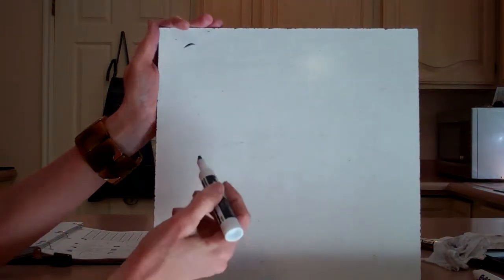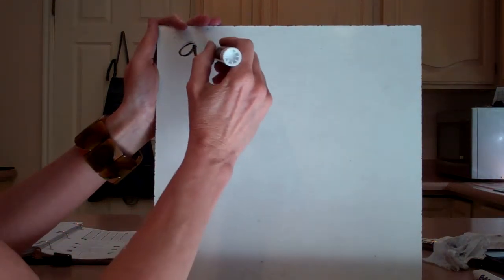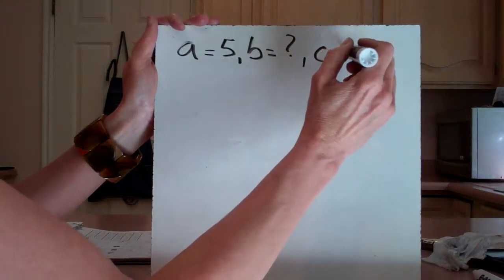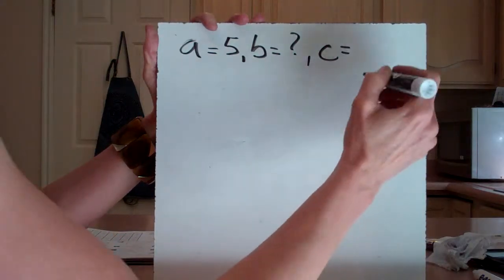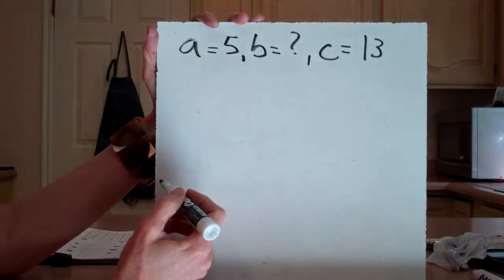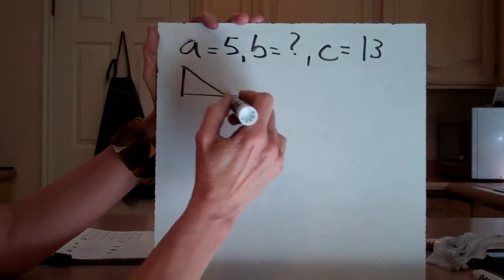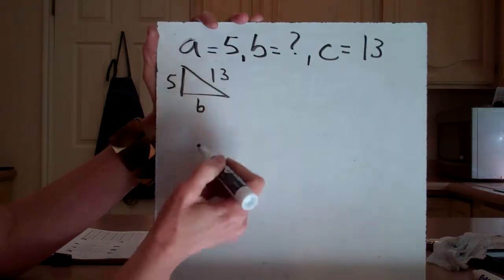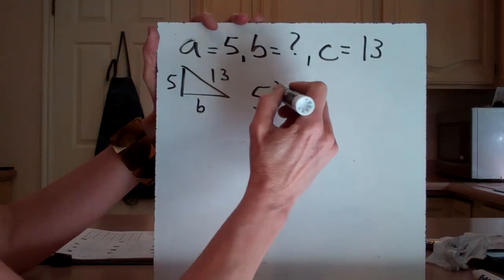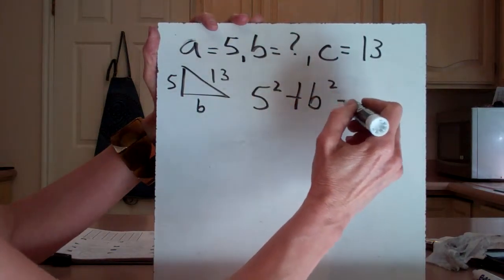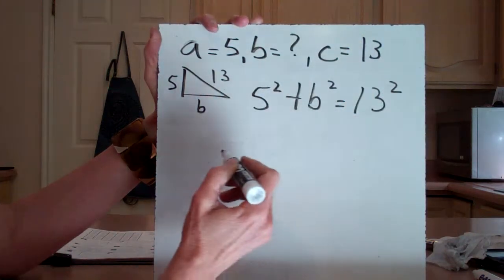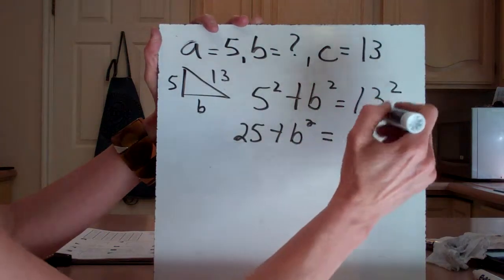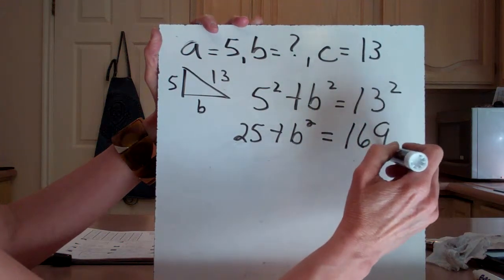Number 2, we were given this information. A equals 5. B we don't know. And C equals 13. Okay, let's plug this back in. We know that the hypotenuse is 13 and A is 5, and we don't know B. So we'll have 5 squared plus B squared equals 13 squared. 5 times 5 is 25. 13 times 13 is 169.